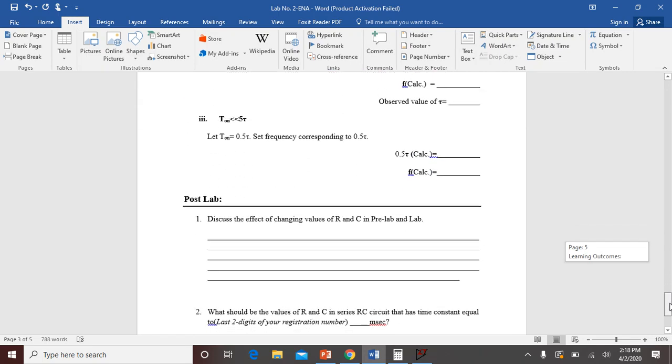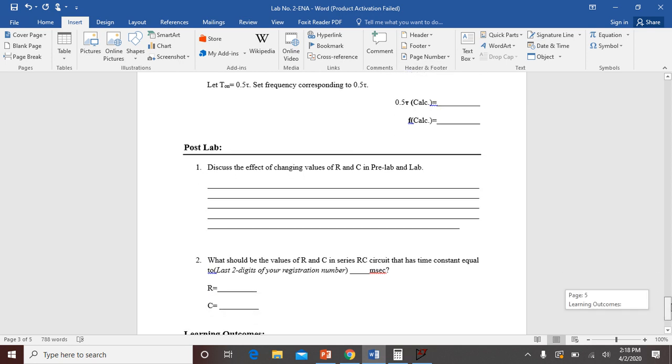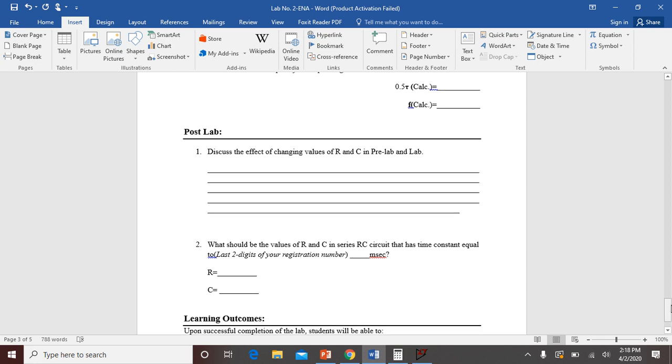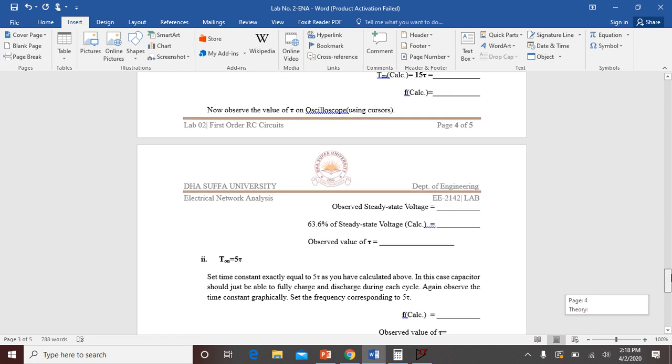After this is the post lab. In the post lab, these are the questions that you have to answer, and they are very easy questions. Okay, so this was all about today's lab.